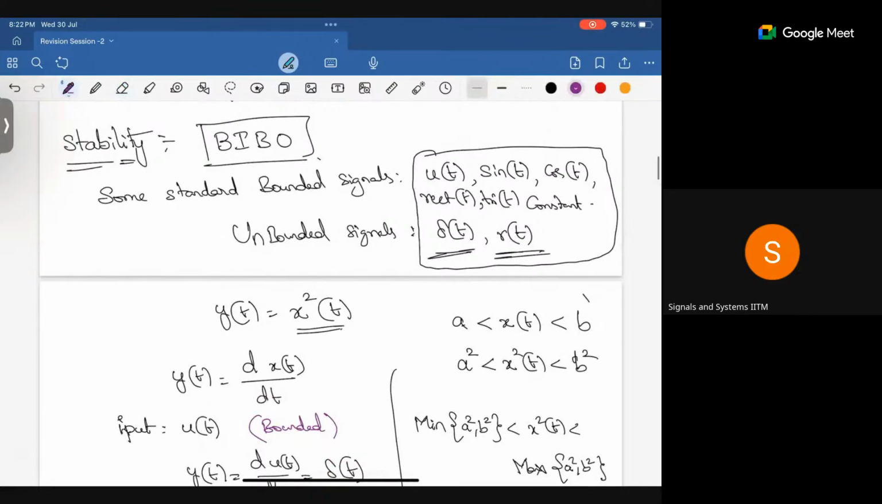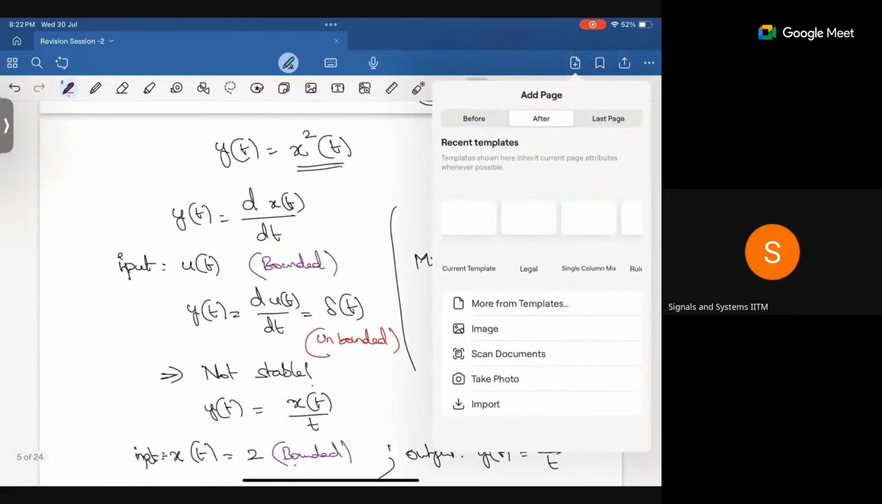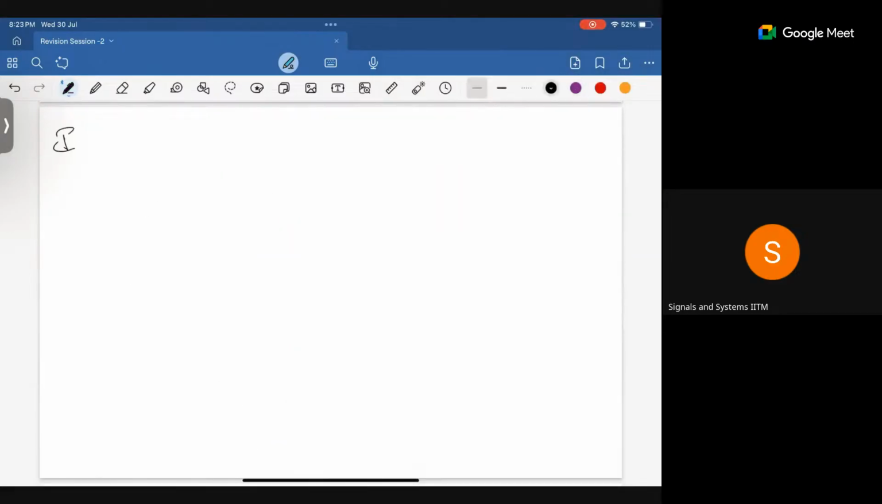So remember these things. Whenever we are asked about stability of a system, all you have to do is use these signals to try to break the conditions. Okay, so if it is not breaking, then we can be 99.99% sure that the system is stable. Okay, so what else are we missing? I think invertibility. Invertibility, we all know. Let us do that also.